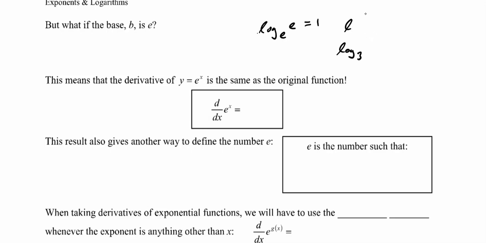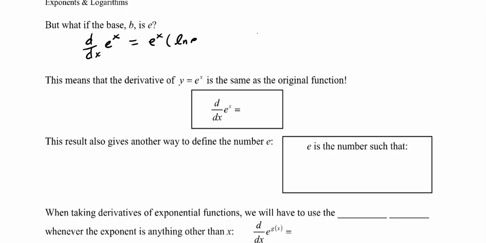Okay, so let's apply that now. What if the base b is actually e? So let's say the derivative, d/dx of e to the power of x, is equal to e to the power of x times the natural log of e, which is really e to the power of x times 1, because those just undo each other and equal 1. So in the end, the derivative of e to the power of x is really nice. It's just e to the power of x. Perfect. That's probably the easiest derivative we have. Well, it's definitely the easiest derivative.